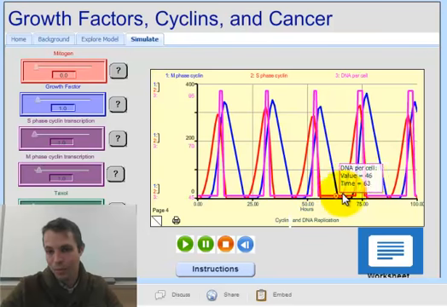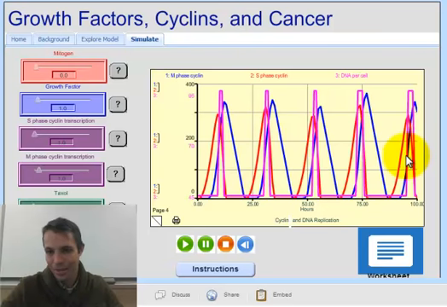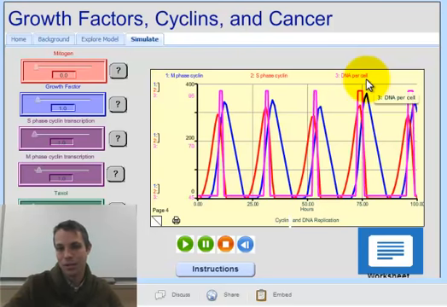Now we're in G1. G1, S, G2, mitosis, G1, S, G2, mitosis. So that's the variable that you would look for, DNA per cell, to identify what stage of the cell cycle.